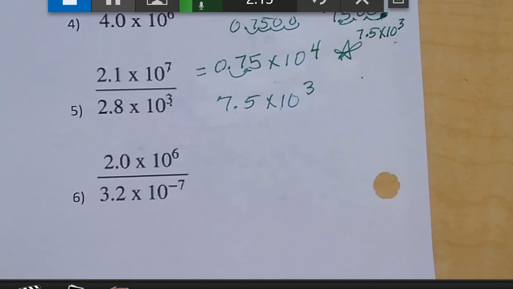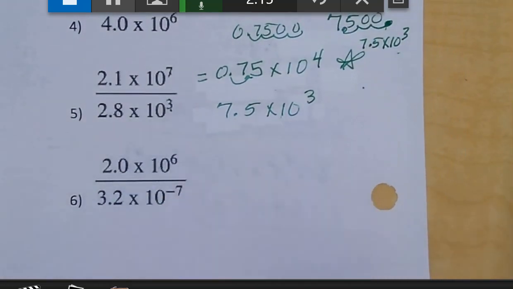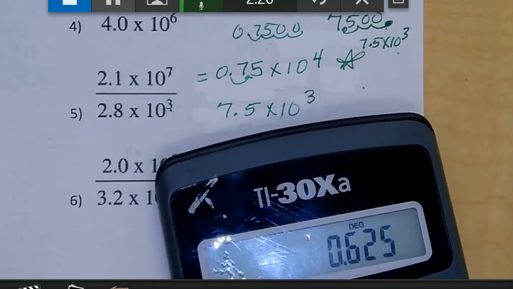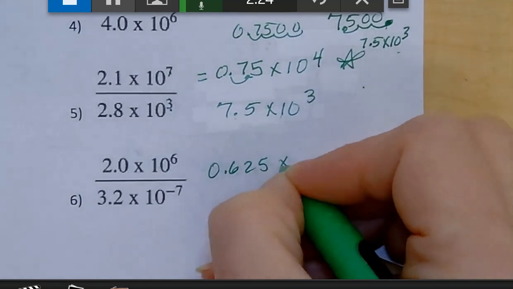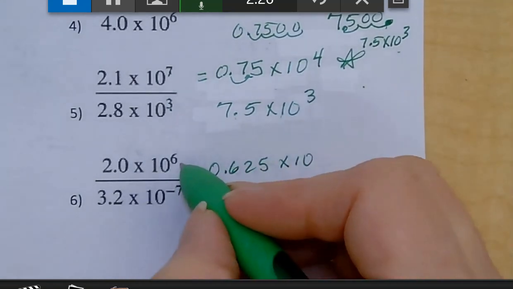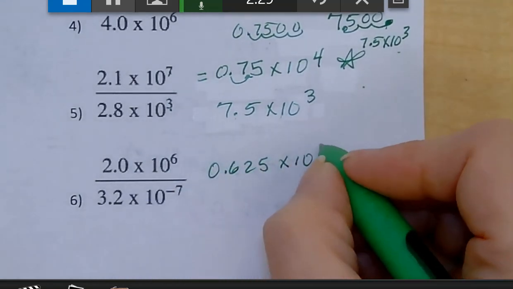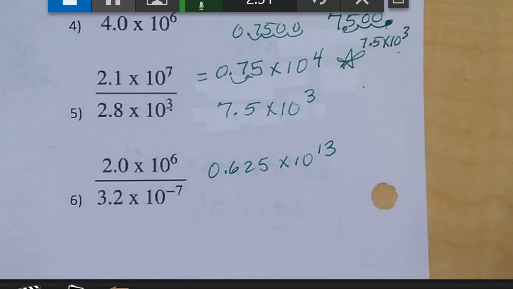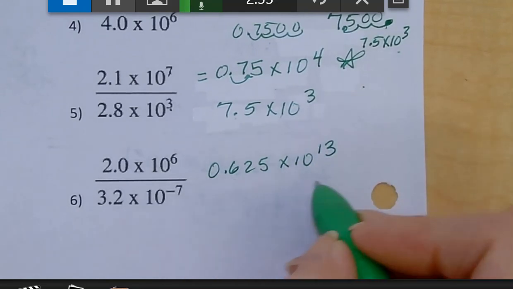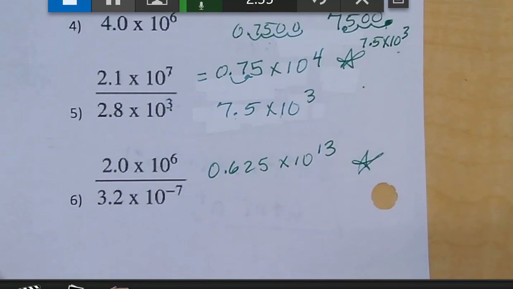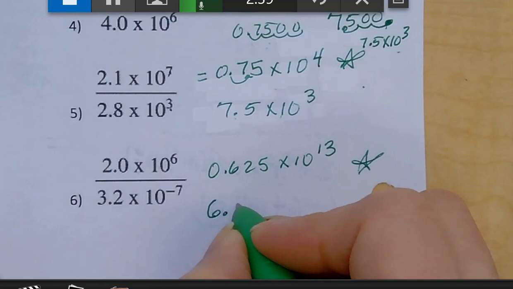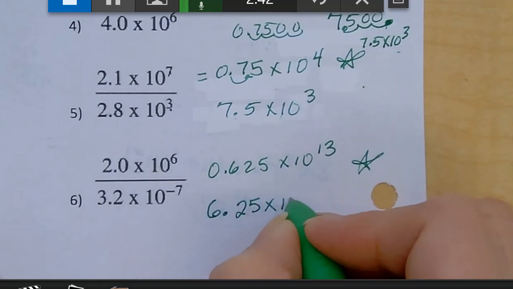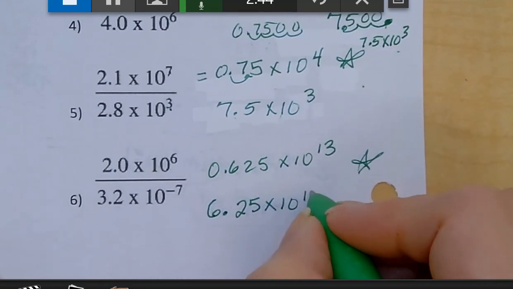All right, let's check this guy out. So we're going to say 2 divided by 3.2. My factor is going to be 0.625 times 10 to the 6 minus negative 7, which is really 6 plus 7. It's really 13, right? But this is not in scientific notation. It is math. It is a number, but I need to put it in scientific notation. So I want to say 6.25 times 10 to the 12th.